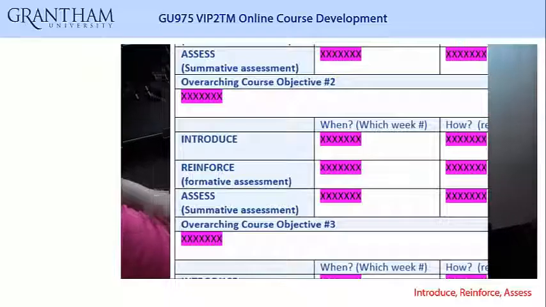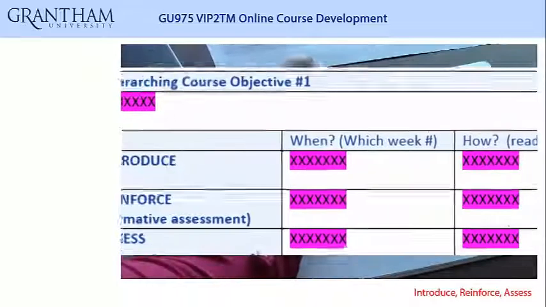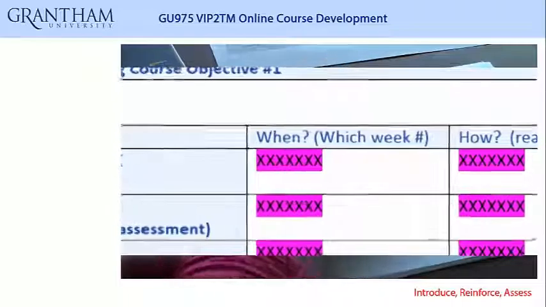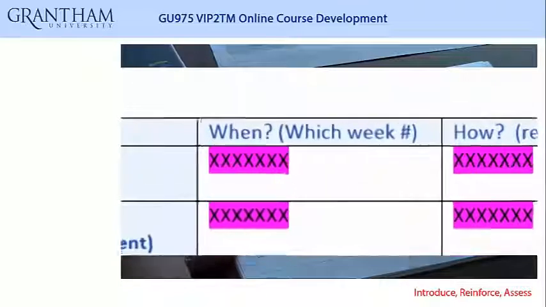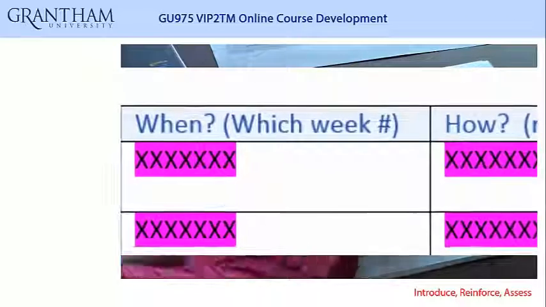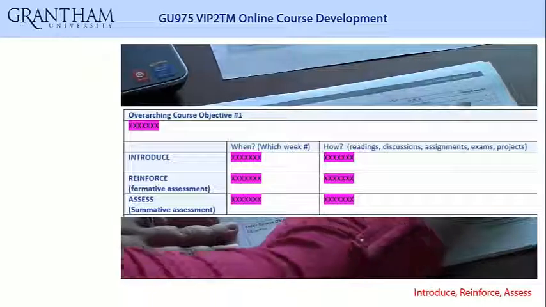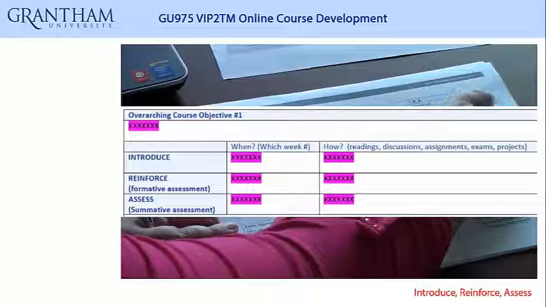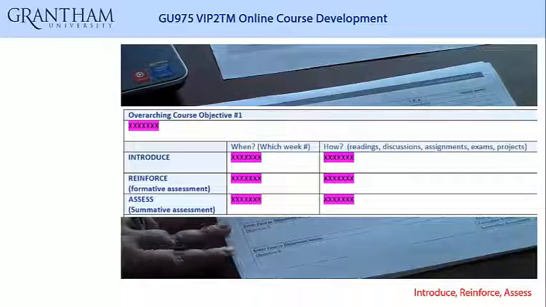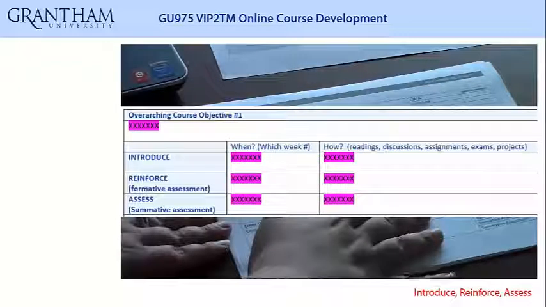And then right here, this is where you're going to indicate whether you're introducing, reinforcing, or assessing. We've even broken it down to formative or summative assessment. And then here, you can say which weeks you're going to do those. If you're going to reinforce or assess for more than one week, just do weeks 2 through 5, or 2, 3, 4, 5. However you want to do that, as long as it's all accounted for.